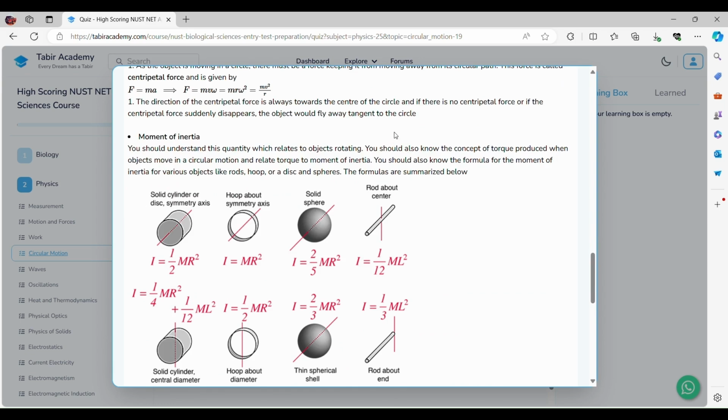And if there is no centripetal force, or if the centripetal force मतलब अचानक से गायब हो जाती है, जो ऑब्जेक्ट है वो सर्कल के टेंजेंट के मुताबिक फ्लाई हो जाएगा.